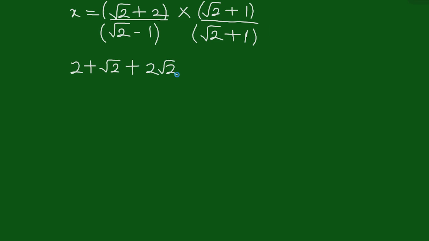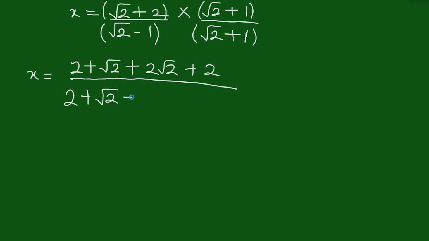We have plus 2 over, remember we are still solving for x, root 2 times root 2 for the denominator now, that would give us 2. Root 2 times plus 1 would give us plus root 2. I don't need to say 1 root 2 because 1 times root 2 is still root 2. Minus 1 times root 2 would give us minus root 2. Minus 1 times plus 1, minus times plus would give us minus, and 1 times 1 will give us 1.